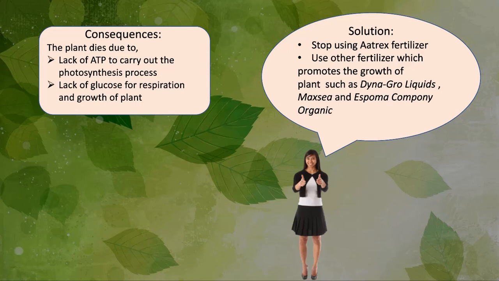Here are two solutions that I came up with for mistake 2 so that Hidi can refertilize her plants again. First, she has to stop using the Atrax fertilizer, and then she must use another fertilizer which promotes the growth of the plant, such as Dinagro liquids, Metsi, and Expoma company organic.